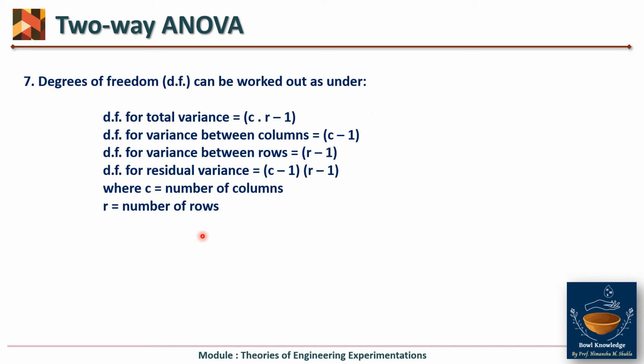So what is total variance? C into r minus 1. Then what is the variance of column? C minus 1. What is variance of rows? R minus 1. What is variance of residual? C minus 1 into R minus 1.